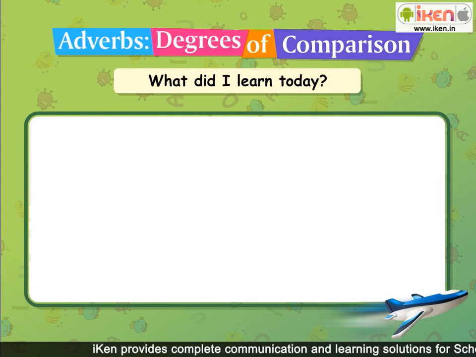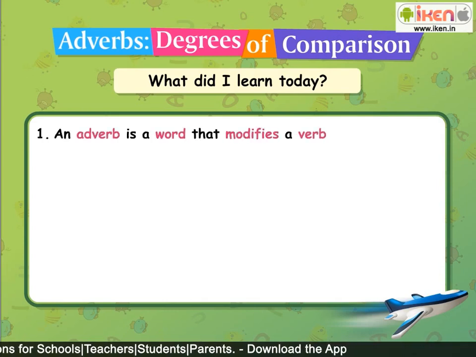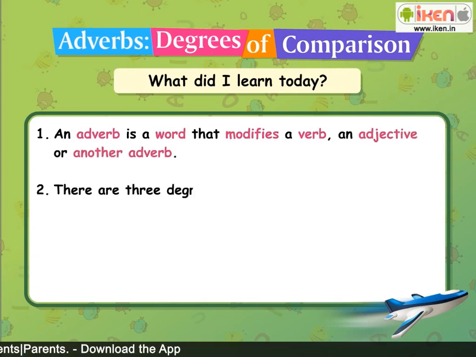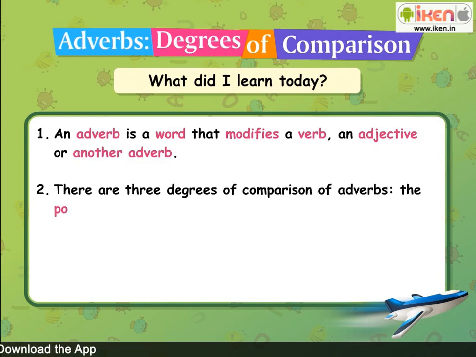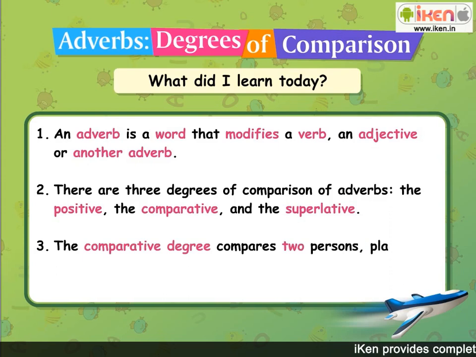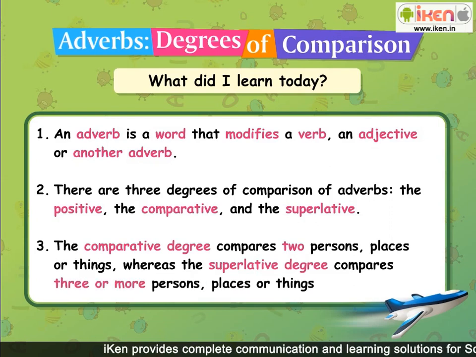Now, let us once again revise the important points that we have learnt in this lesson on adverbs, degrees of comparison. An adverb is a word that modifies a verb, an adjective, or another adverb. There are three degrees of comparison of adverbs: the positive, the comparative, and the superlative. The comparative degree compares two persons, places, or things, whereas the superlative degree compares three or more persons, places, or things.